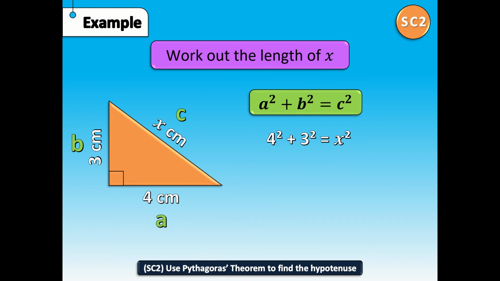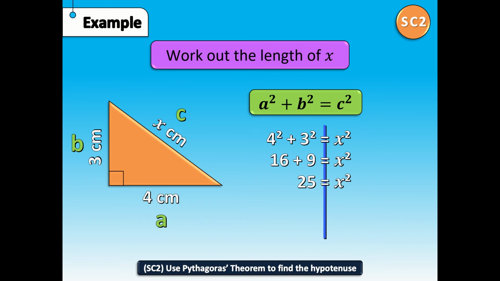And then we can substitute those numbers into Pythagoras' theorem. So a is 4, so I've replaced a with the number 4. B is 3, so I've replaced b with 3. And c is x, so I've replaced c with x. Now 4 squared is 16, and 3 squared is 9. Remember, squared means times by itself, so 4 times 4 is 16, and 3 times 3 is 9. And when we add those together, they make 25. So that means that x squared must be 25.